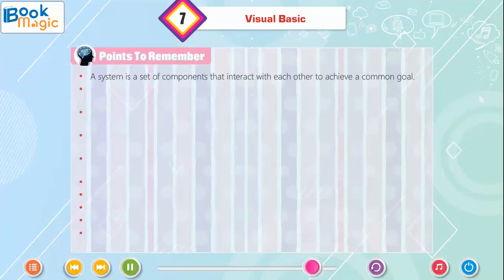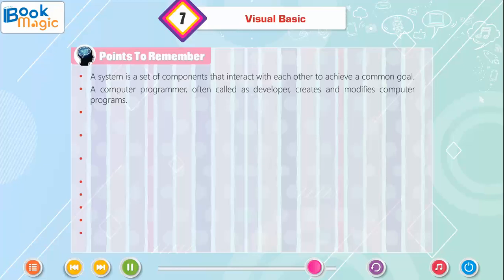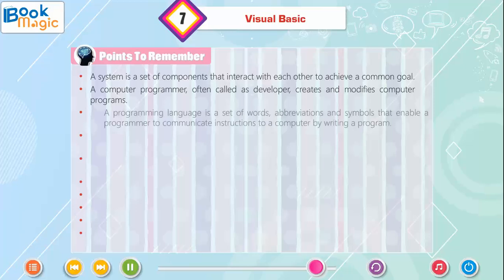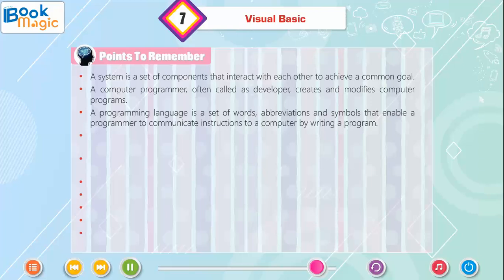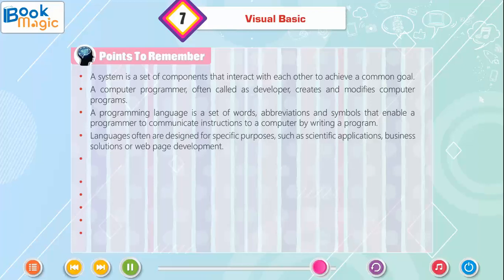Points to remember. A system is a set of components that interact with each other to achieve a common goal. A computer programmer, often called a developer, creates and modifies computer programs. A programming language is a set of words, abbreviations, and symbols that enable a programmer to communicate instructions to a computer by writing a program. Languages often are designed for specific purposes, such as scientific applications, business solutions, or web page development.